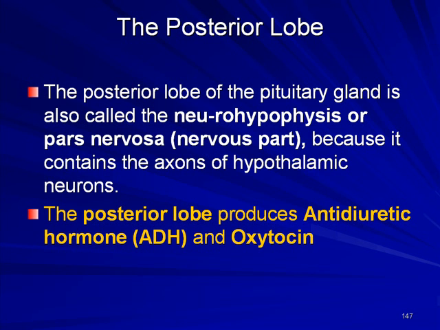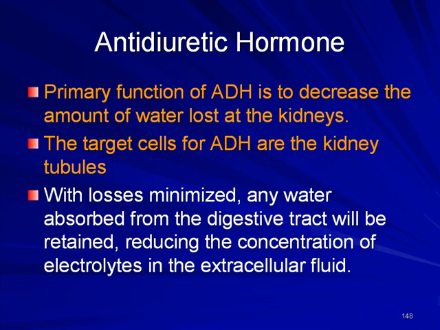Now, the other part of the pituitary gland is the posterior lobe, called the neurohypophysis. Again, this is the pars nervosa. And remember, the posterior portion has more of a neurological impact. The nervous system stimulates that more. We see the posterior lobe produces two hormones. You need to know this, highlighted: antidiuretic hormone and oxytocin.